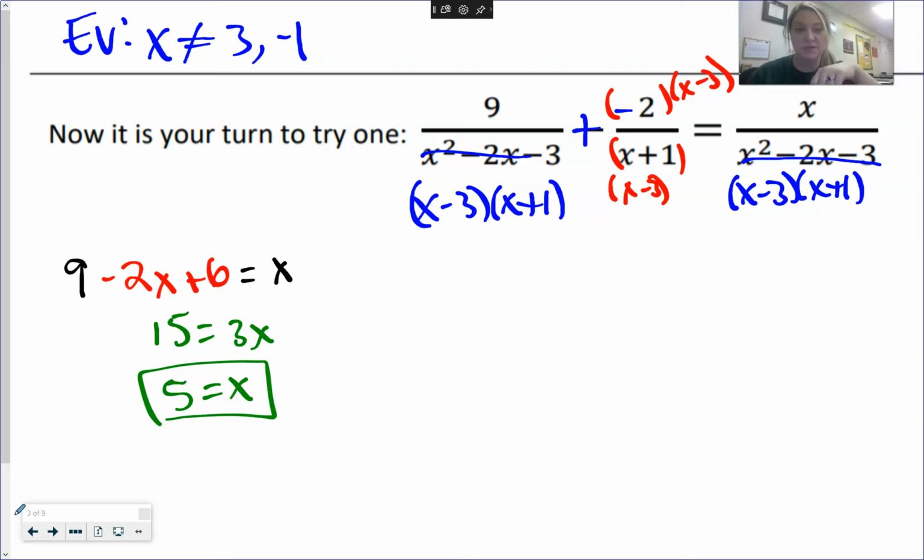All right, check your answer with mine. You should have gotten x is equal to 5, which was not listed in my excluded values, so it is my answer. I can plug it back in and check. So, check it. Don't forget you have to distribute that negative to that 2 first, okay?